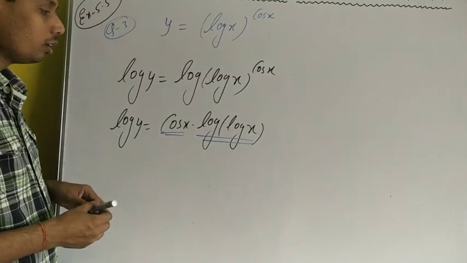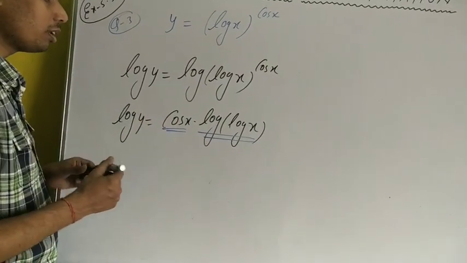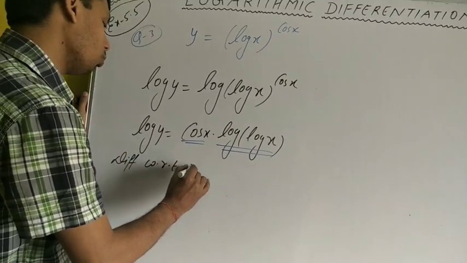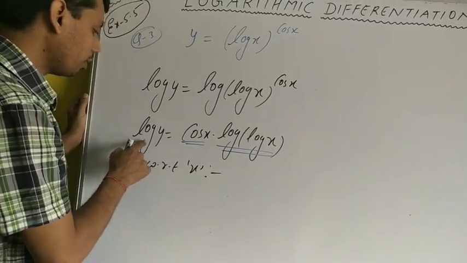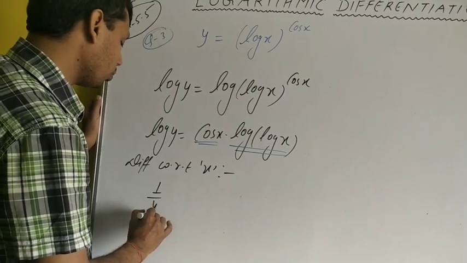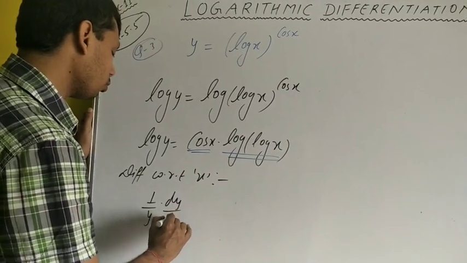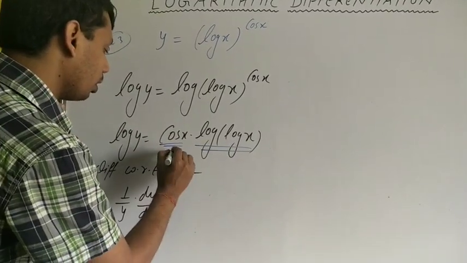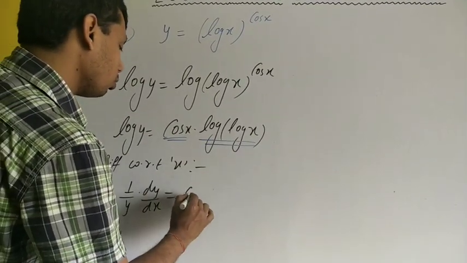U into v. Now let us differentiate with respect to x. Differentiating with respect to x, we get differentiation of log y, that will be equals to what? 1 by y, and differentiation of y with respect to x will be equals to dy by dx.